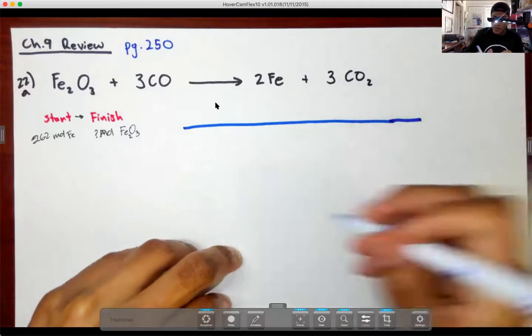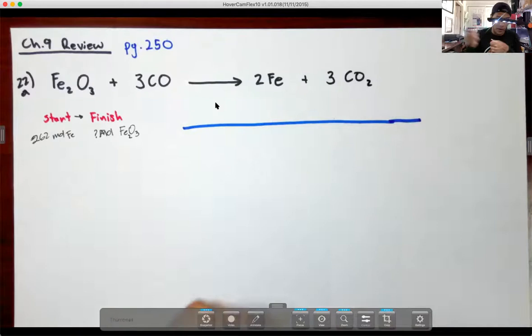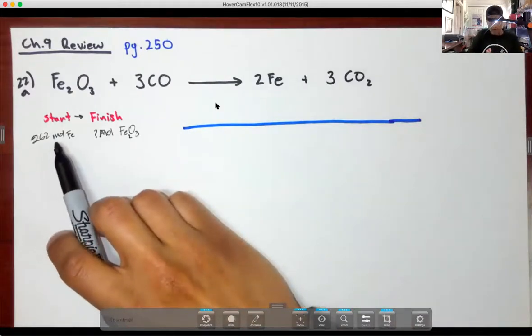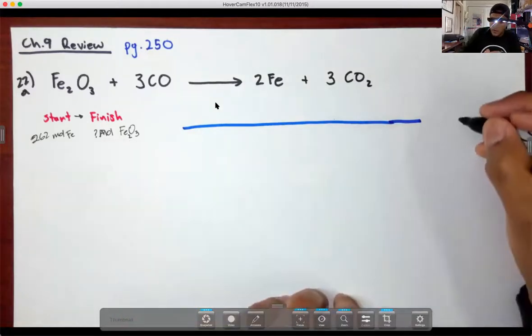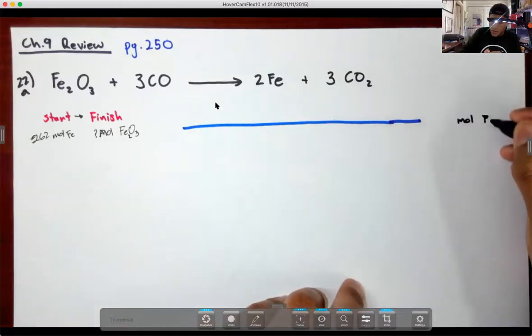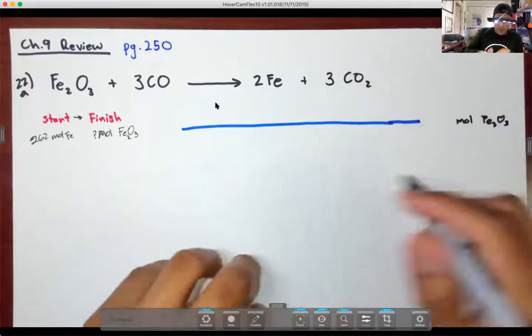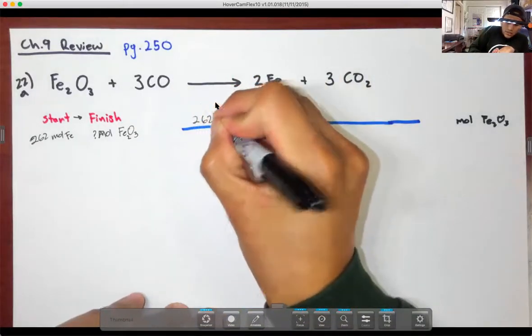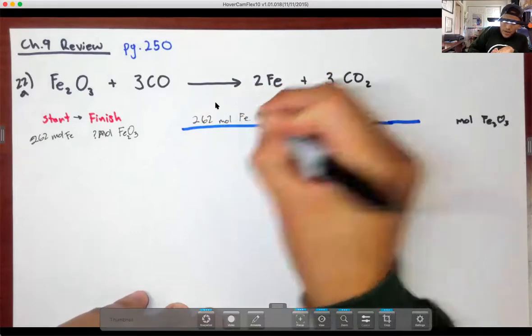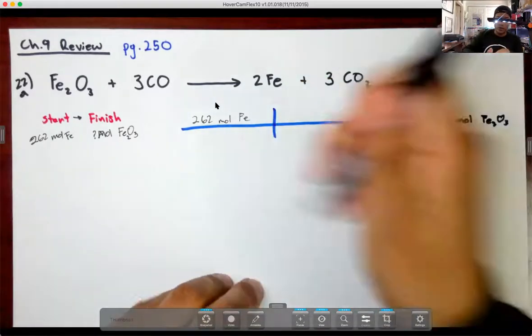So let's set up our bridge. We don't know exactly how many columns we're going to have, so we're going to just break it down first, okay? We're starting with moles of Fe, and we want to finish with moles of Fe2O3. That's what we want to finish with, right? And we know that we're starting with 262 moles of Fe, and that so far is all that we know, okay? Now remember that whatever you start with, you always want to put it over 1.